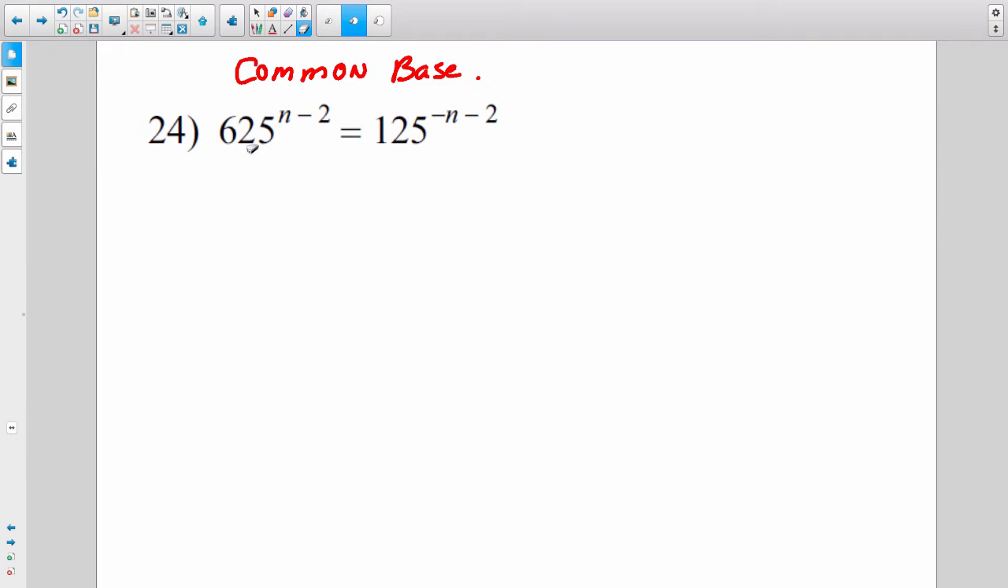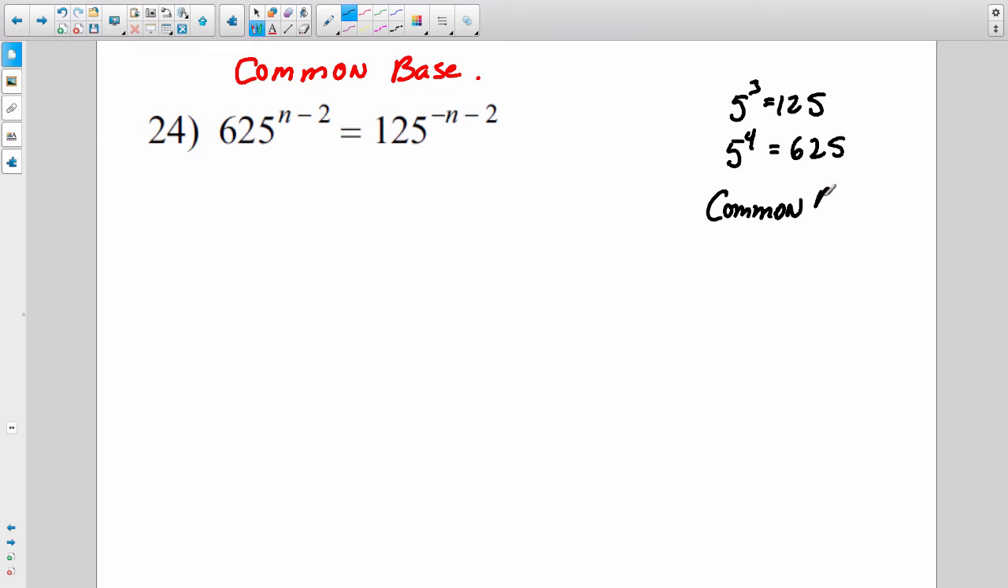Okay, so 625 and 125. It's not exactly the easiest one in the world, but I'm looking at 5 and thinking, I know that can turn into 125 because that could be 5 cubed. There's no science to this. You just have to guess and check. So I just happen to know that 5 to the 4th would equal 625. So my common base for this question will be 5. So let's figure out what we do with that information. So this is what you do. Let's take this 625 and let's call it 5 to the 4th.